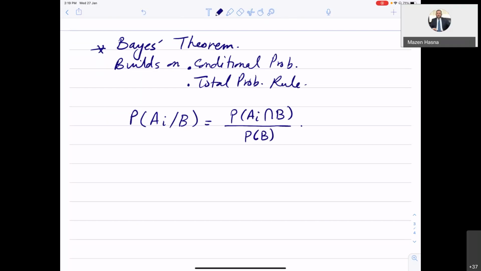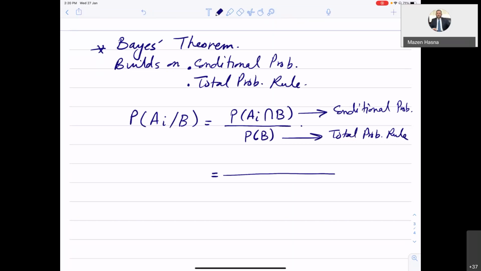So now I will replace this using conditional probability again. And I will replace the denominator using the total probability rule. Doctor, did you mention this theorem last lecture? Conditional probability, yes. Yes, we took it last lecture.